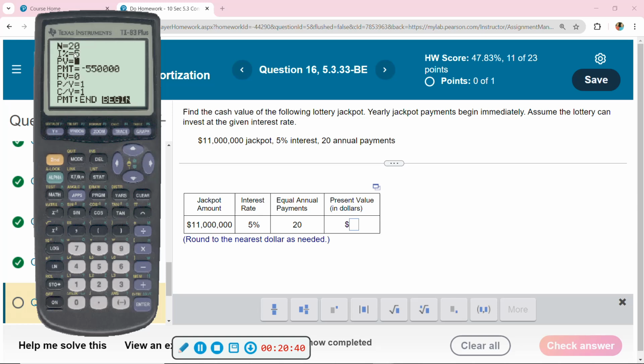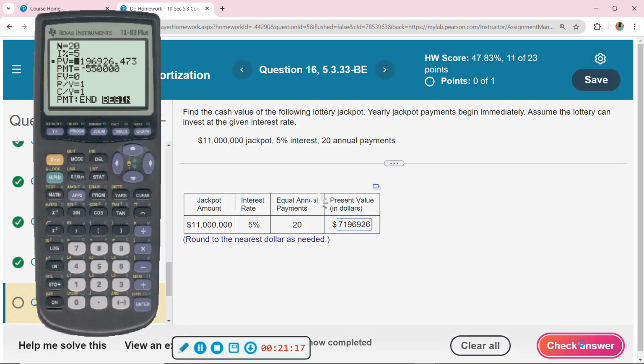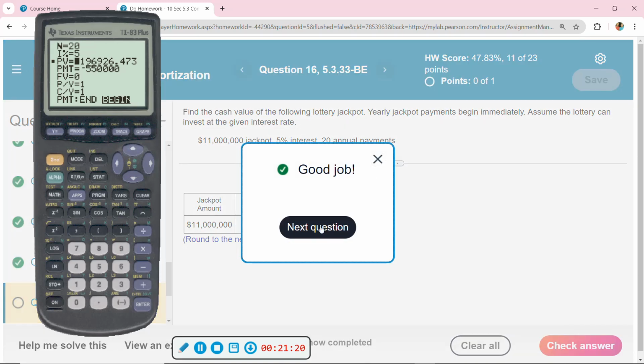We go up to present value, alpha, solve, and let's see, what's that going to be? 7 million. They say round to the nearest dollar. 7,196,926 since it says round to the nearest dollar. So 7,196,926. Okay.